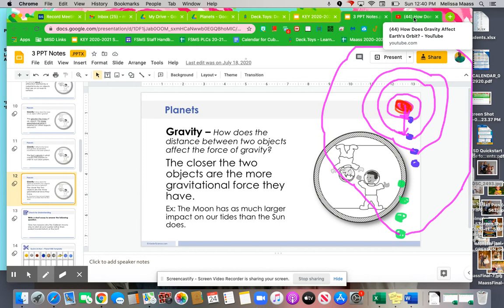Now remember, the bigger the planet is, technically, has to do with how much gravity that planet has. So the bigger the planet, the more mass that planet has, hence it's going to have more gravity. So you'll weigh way more on Jupiter than you would on the moon, because the moon doesn't have that much gravity, but Jupiter does. Okay, so keep that in mind. The more mass a planet has will affect how much gravity it has. Okay.